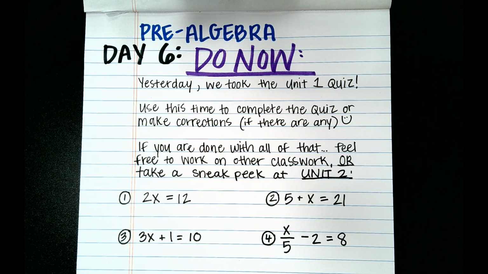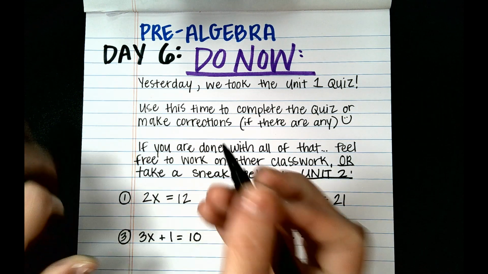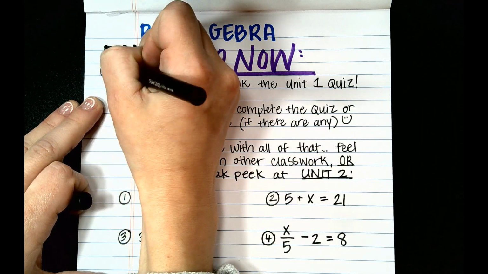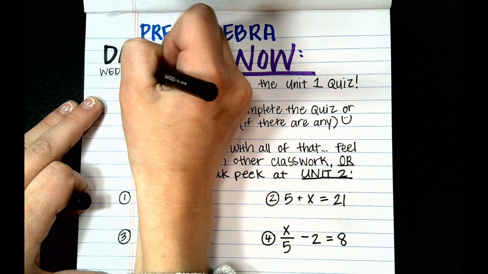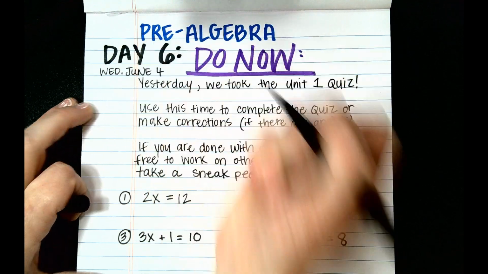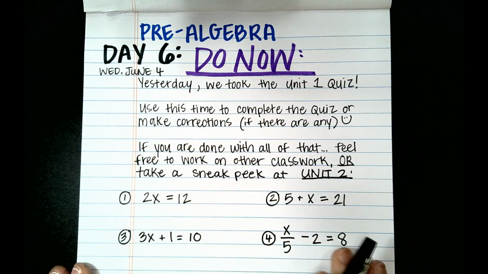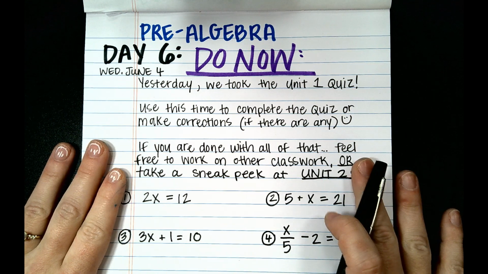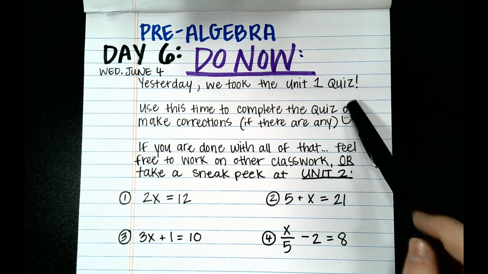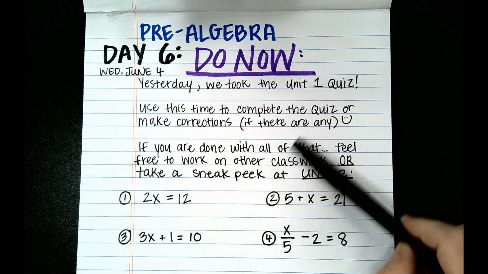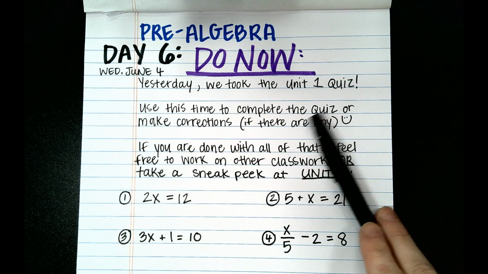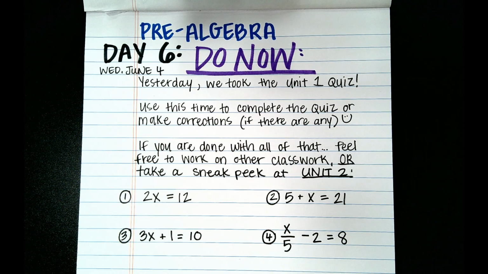It is day 6 today in pre-algebra. It is Wednesday. For the do now today, I just wrote some instructions up here. I said yesterday we took the Unit 1 quiz, and I set a timer and let you guys use that time to finish your quiz or make corrections.